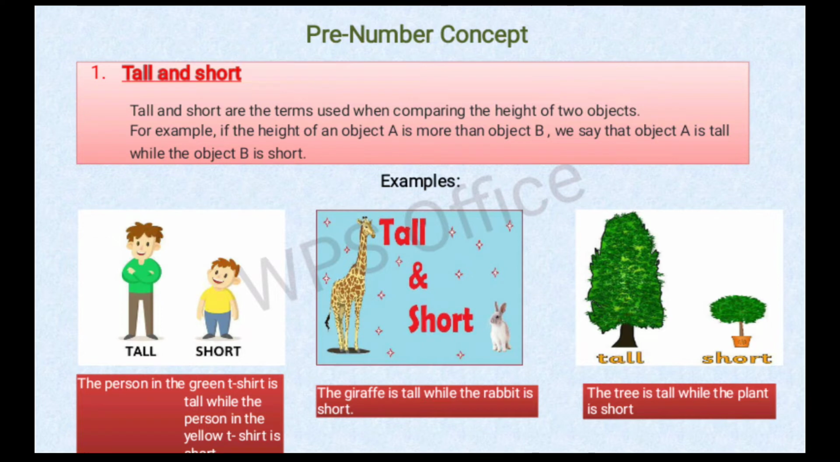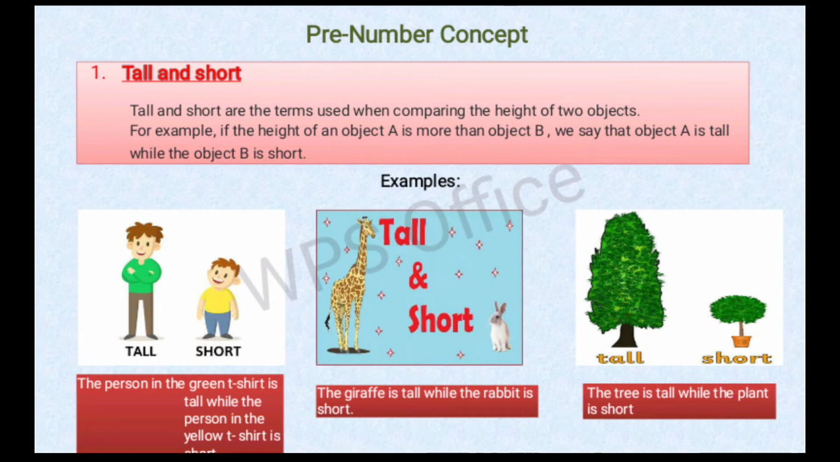Let's see some of the examples for tall and short. Now, in the first picture, who is tall? The green one or the yellow t-shirt boy? In the first picture, the person in the green t-shirt is tall, while the person in the yellow t-shirt is short.